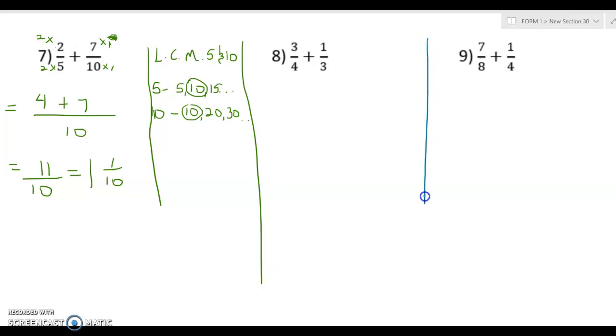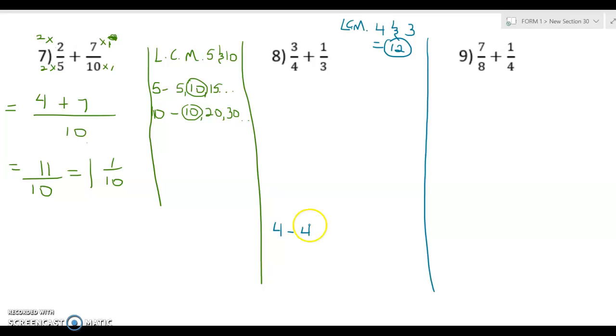Alright, so for number 8, we have 3/4 plus 1/3. So again, different denominators, so that means you need to find the LCM of 4 and 3. The LCM of 4 and 3 is 12, right? You could list it out for yourself to check, or I'll do it down here just for you all to see for sure.